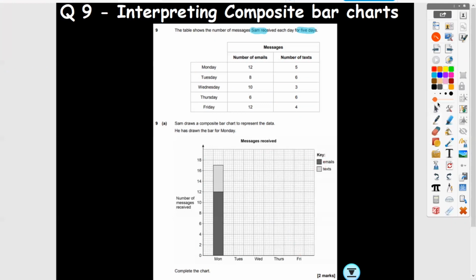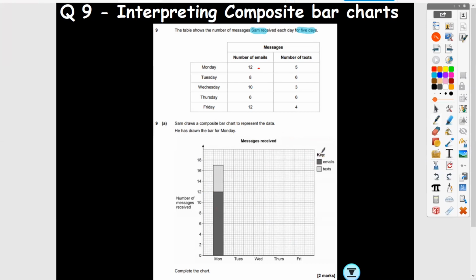So you can see a composite bar chart puts 2 sets of data together in 1 bar. What I mean by that is you can see this bar on Monday. It's got both emails and texts in, but this key illustrates that. So we can say, how many emails did he get on Monday? He got 12 emails on Monday. So that must mean it goes up to 12 here with this darker color, because he's made his key that.